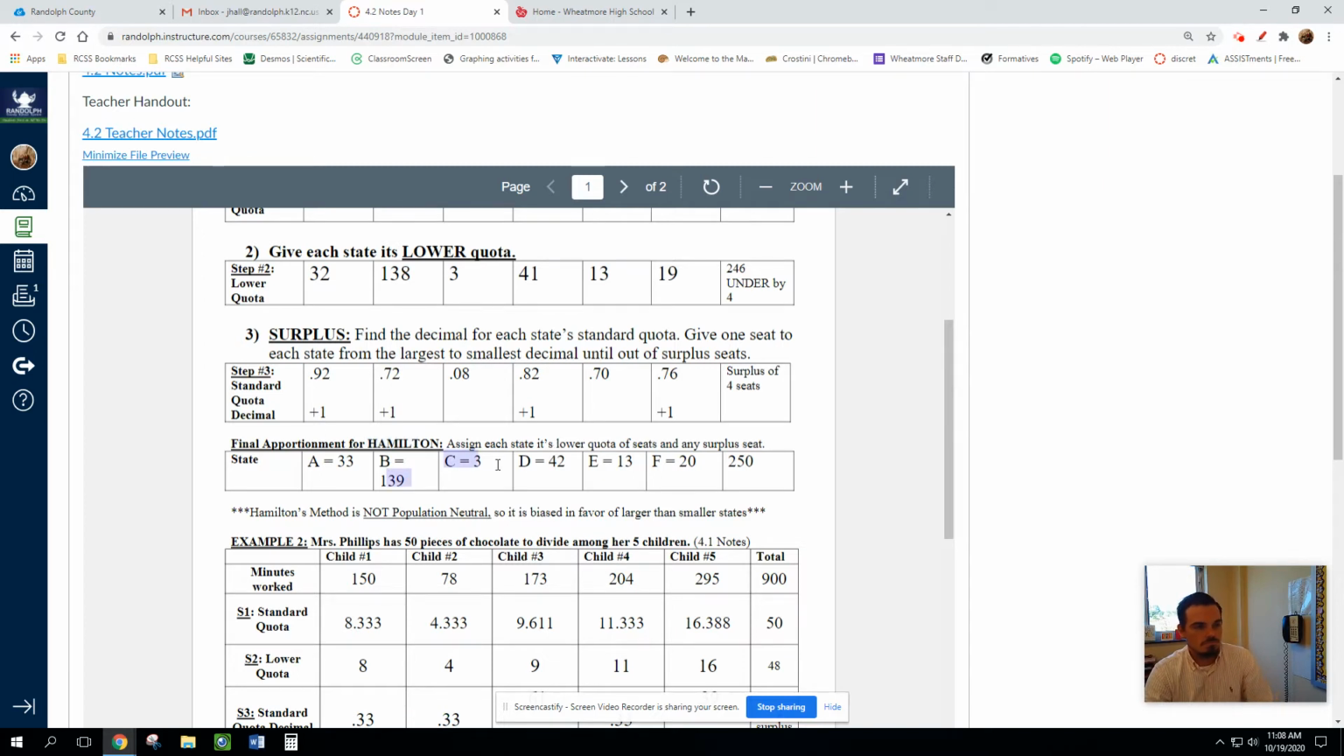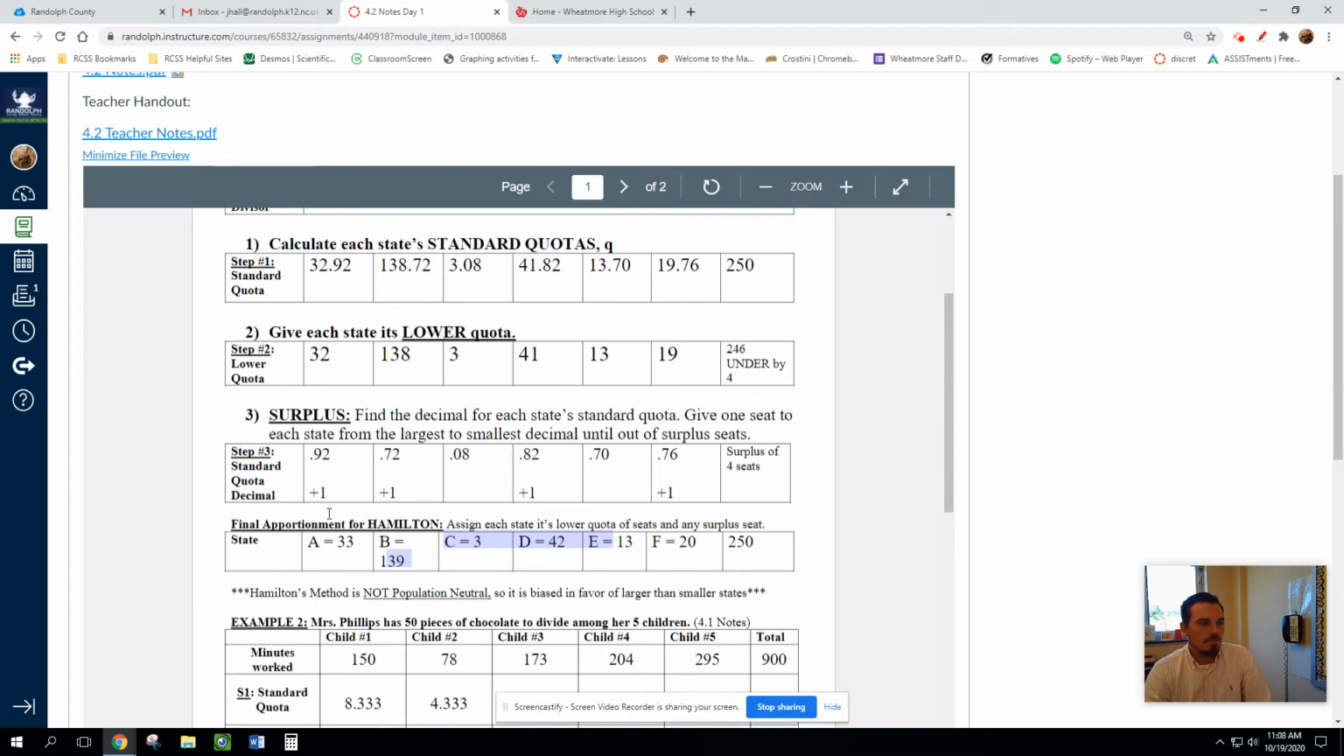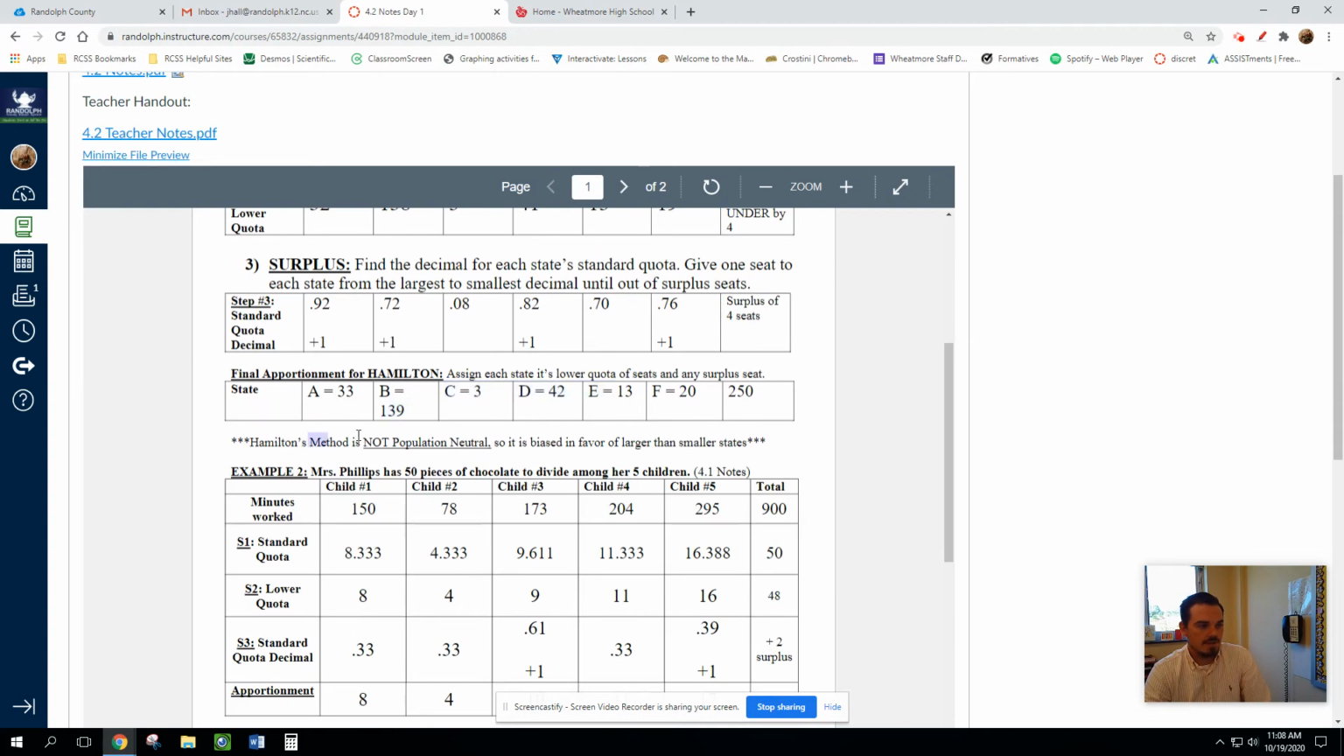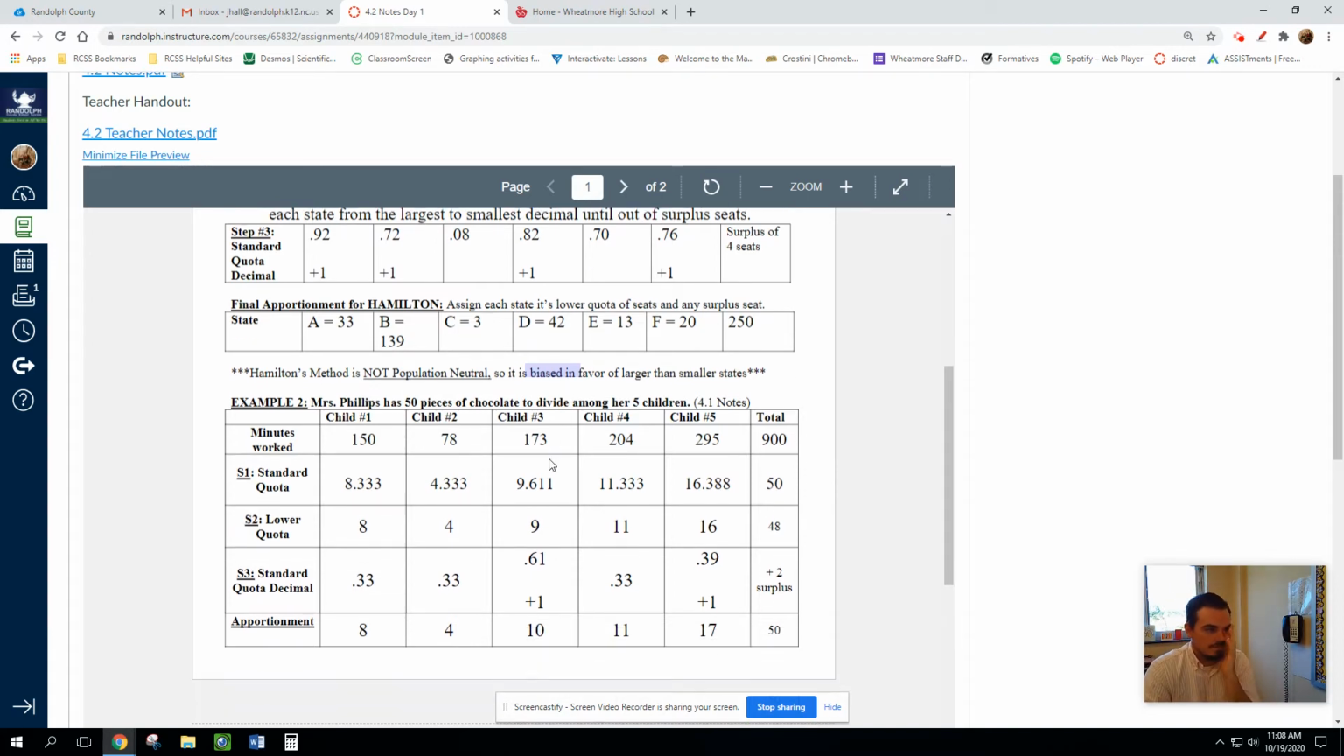So now you can see how we get everything out. This, again, is Hamilton's method, and Hamilton's method is not population neutral. It is biased in favor of larger or smaller states. The larger the state is, the better it's benefiting. It's not helping the smaller states, it's helping the larger states for the Hamilton method.